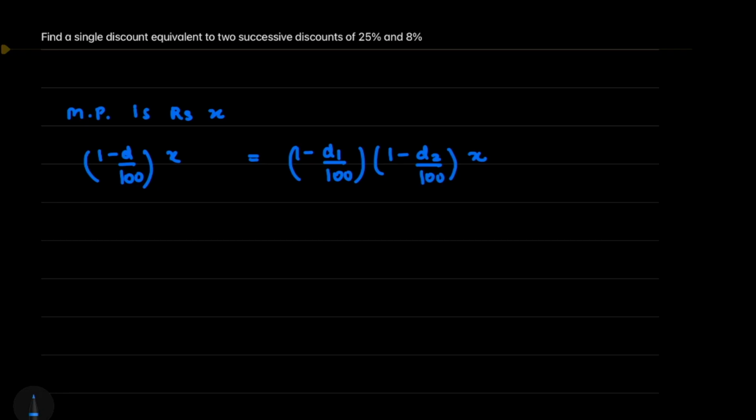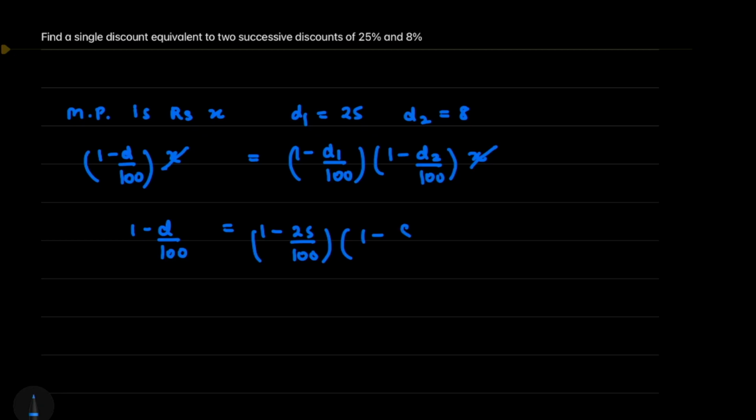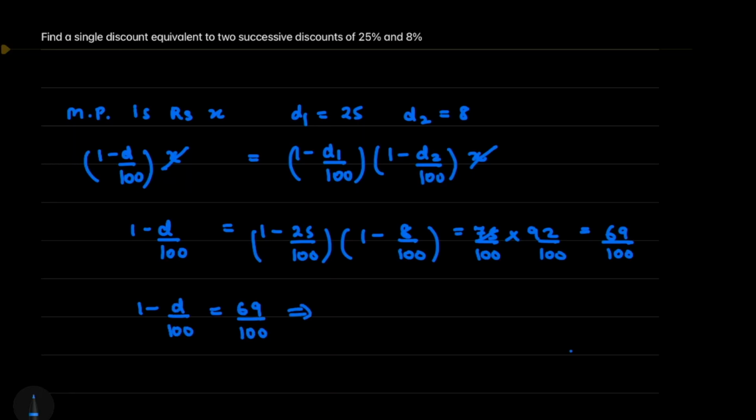And we can equate these two equations. This cancels out X. And then we have 1 minus d over 100 equal to, as we know the values of d1 and d2, 1 minus 25 over 100 into 1 minus 8 over 100. We can simplify this as 75 over 100 into 92 over 100, and this can be written as 69 over 100. So here we have 1 minus d over 100 is equal to 69 over 100. Let's simplify this. So d is equal to 100 minus 69, and that comes out to be 31%.